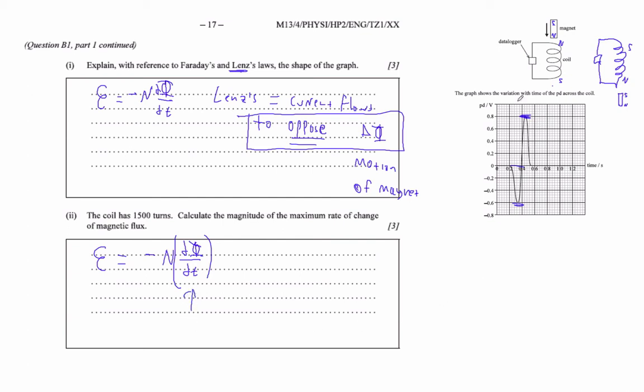That is the rate change of flux, right? So this is really pretty easy. The maximum will be the maximum voltage, so read that off the graph. Number of windings is 1500. Put that in there, and then solve for the thing in the parentheses. We're not solving for time or the flux. We're solving for the rate change of flux, right?